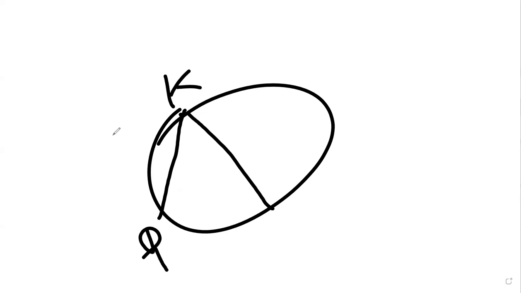Let's look at this one. If I have two secant lines, so I have K, I have P, and I have L. And let's say this arc right here is 85, and I want to find the measure of K, which is the inscribed angle.